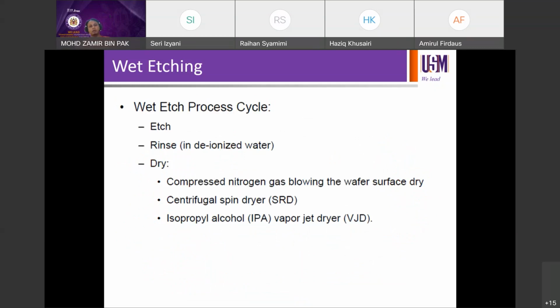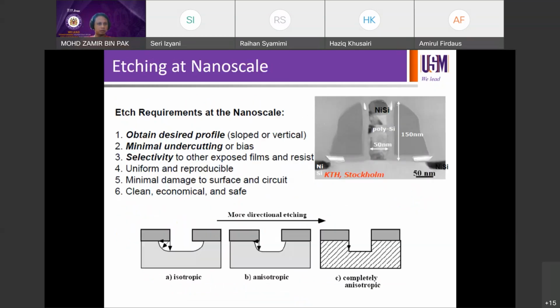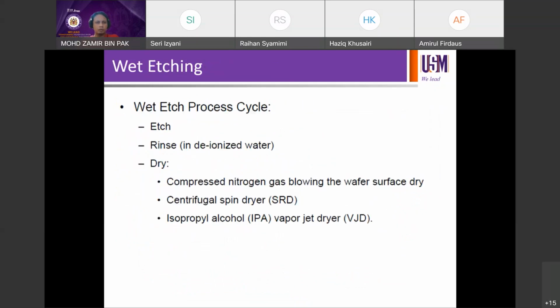Okay. So the wet etch process cycle, what do we do? Let's go for another few minutes. So what do we do? We etch using the etchant, either it's isotropic or anisotropic, depending on the process. Then we rinse after the etching. Sorry, after the etching we rinse. We wash it using DI water.